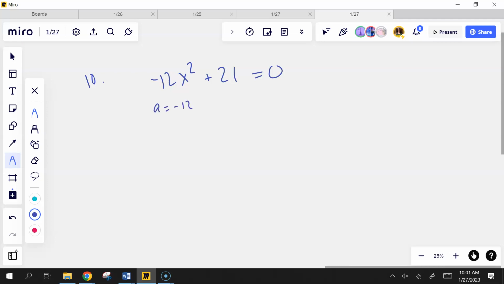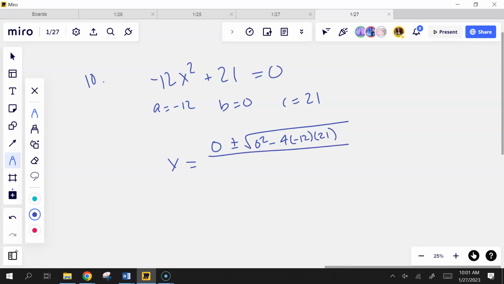So A is negative 12, B is 0, C is 21. So I have the opposite of B, which is just 0, plus or minus the square root of B squared minus 4 times A times C, all over 2A.